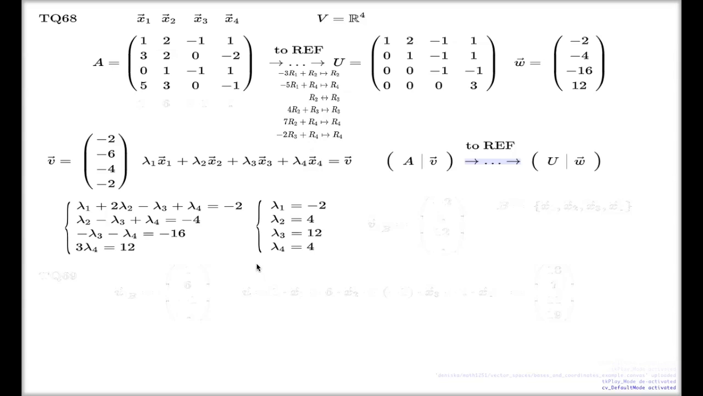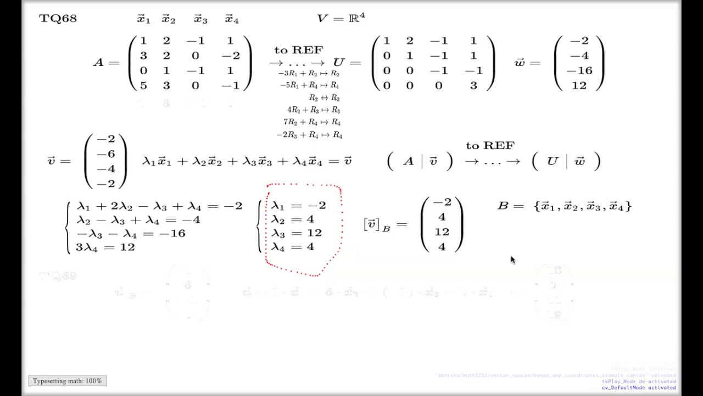So after all of these computations, I can now formalize the coordinates of this vector with respect to this basis, and the symbol which we use for that is vector v in brackets with a capital B subindex. These are the coordinates, precisely the solution we just found. B here is my basis, x1, x2, x3, and x4.